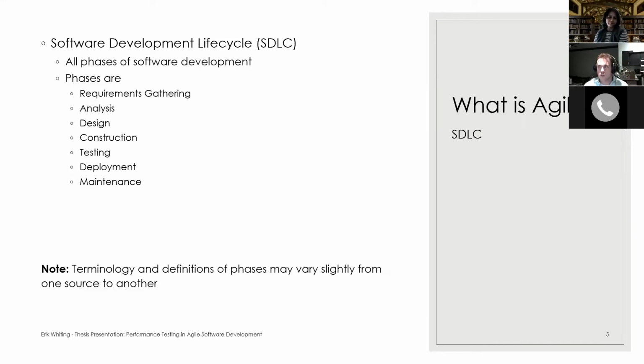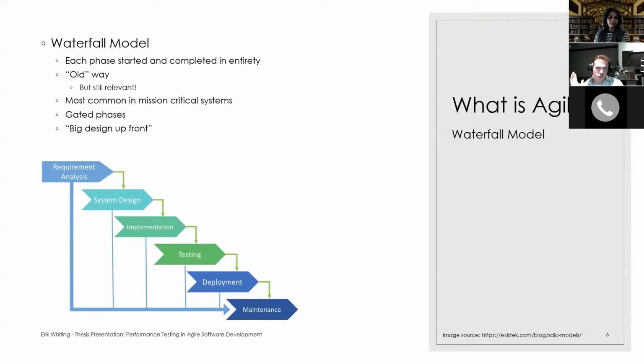And depending on what source you read, some of these will be put into their own phase, like analysis and design is sometimes considered 1 phase. Other places consider it 2 phases. It's not important. Mostly these phases are what you do when you're developing software. So the first way that we usually implement the SDLC is with the waterfall model. This is where we do each phase in its entirety before we move on to the next phase. It's kind of considered the old way, but it's still relevant.